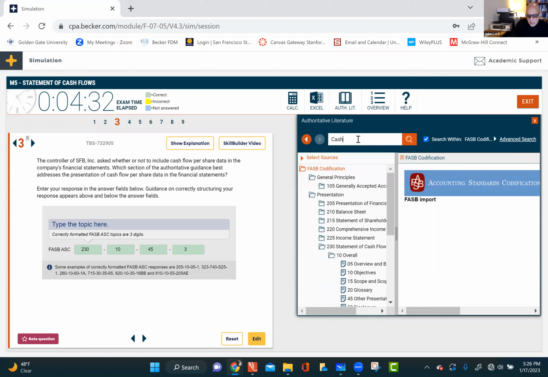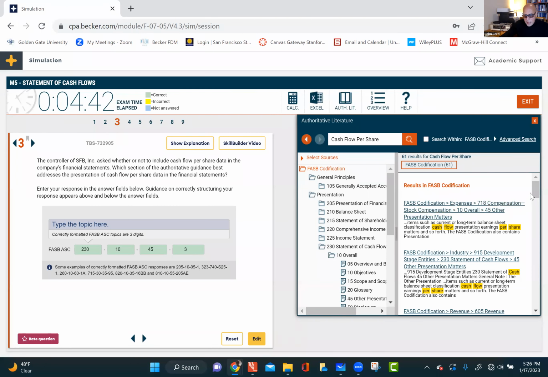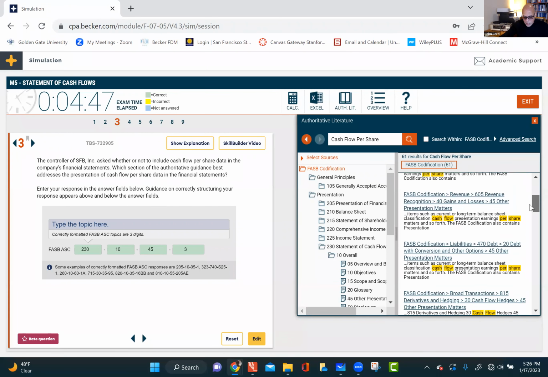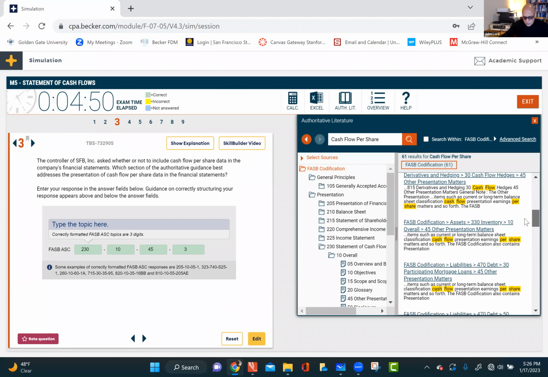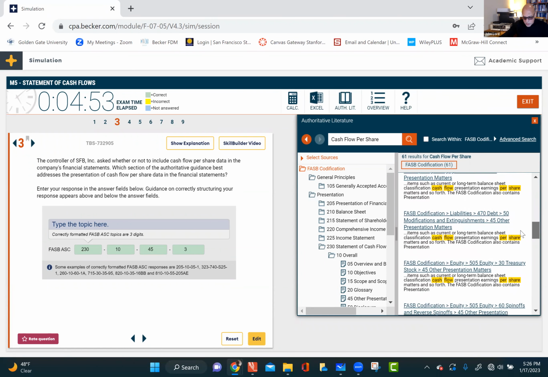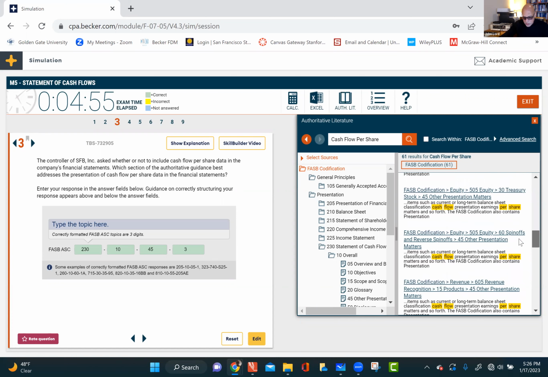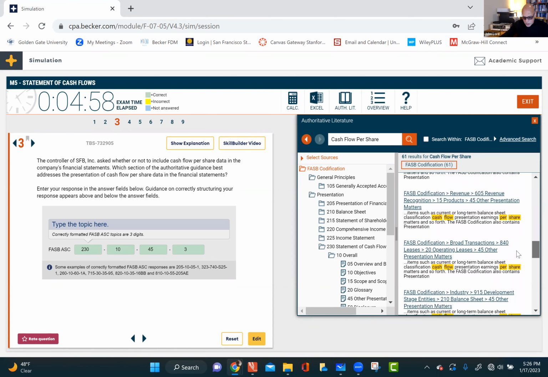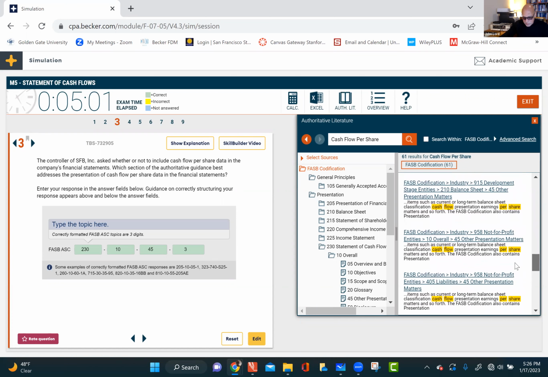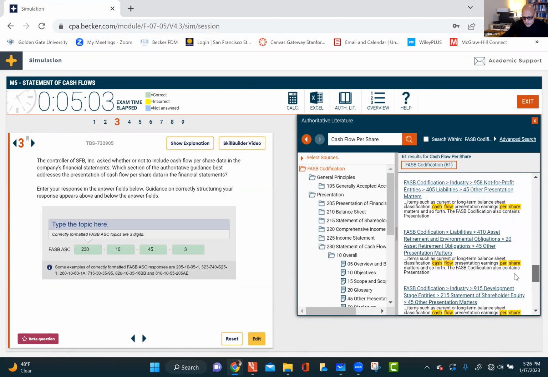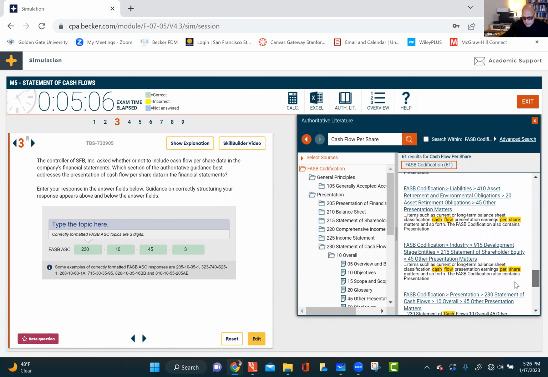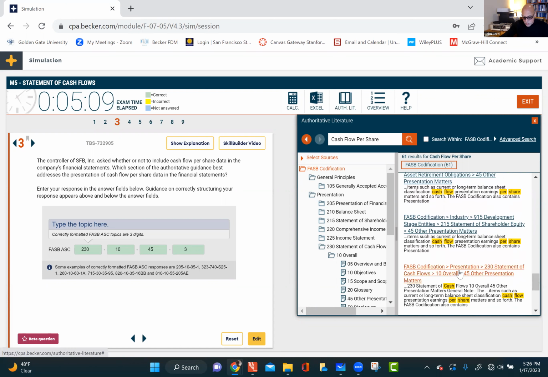Well, then you might just go ahead and say cash flow per share. Okay, I'm going to uncheck that search within now, because I wasn't really able to refine it. And I might have to start to do what? I might have to start to look and search through, and probably have to find something that looks about right. And I keep looking, revenue. I don't think so. I keep coming down, not for profit. No, this didn't really ask me not for profit. I keep coming down. Statement of cash flows, presentation.